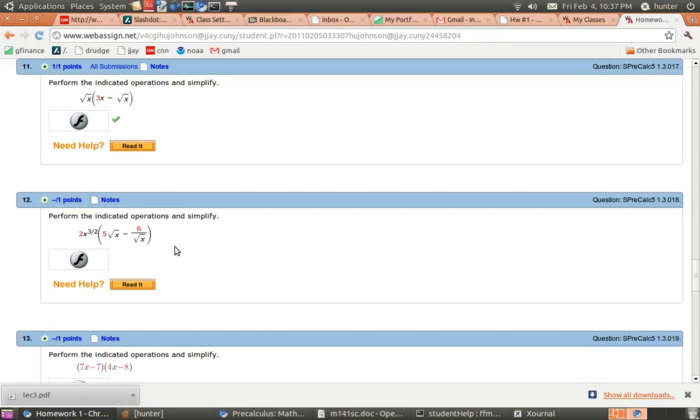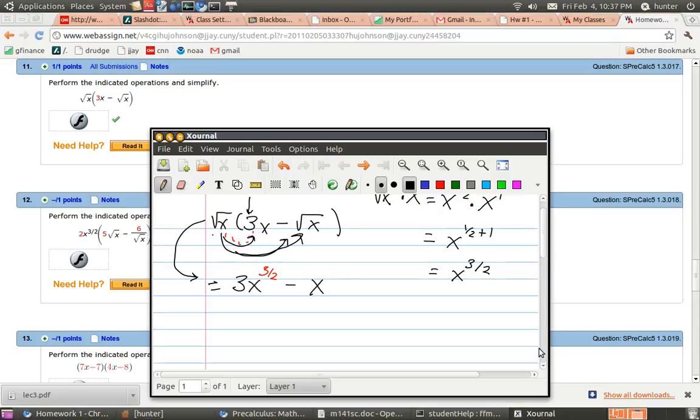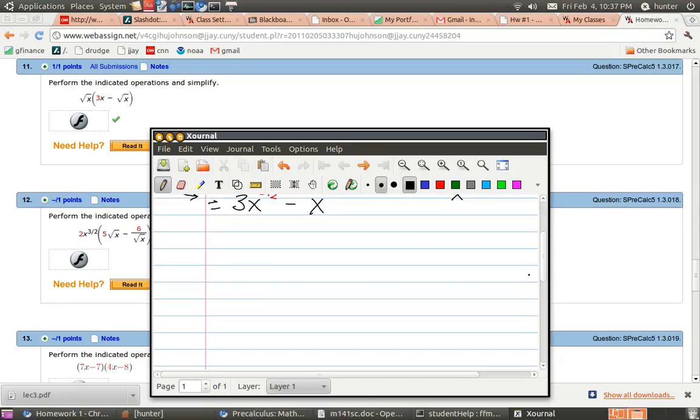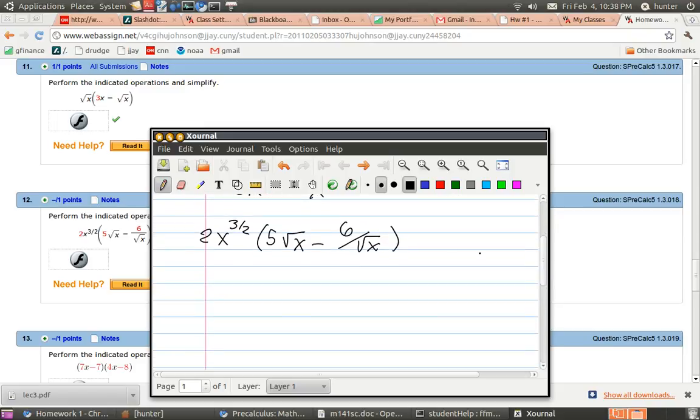Okay, so I imagine it's going to be a similar trick here for number 12. So let me just take a look at number 12. Alright, so number 12 is, let me make some space. So number 12 is 2 times x to the 3/2 times 5 times the square root of x minus 6 over the square root of x.